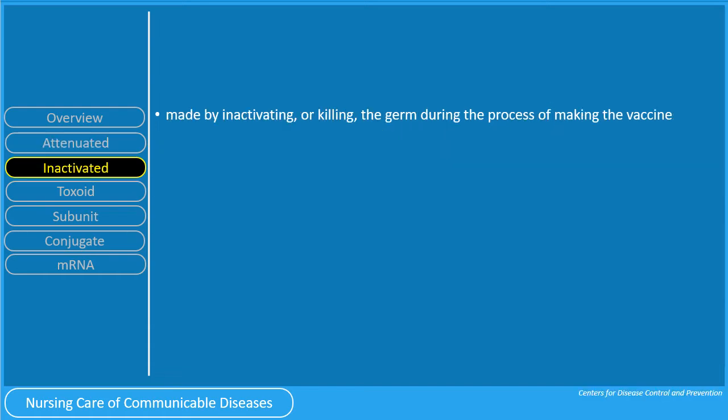Inactivated vaccines are made by inactivating or killing the germ during the process of making the vaccine.